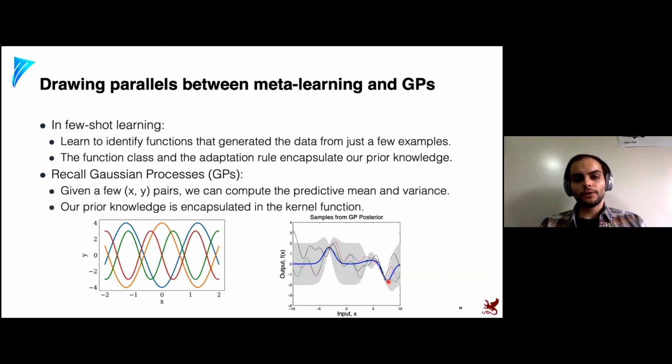Given the observed points, or a few x and y pairs, you can compute the predicted mean and predicted variance as given on the slide, right? So basically you narrow down this distribution over all possible functions, under the Gaussian process prior, to just a few functions that are suitable with the observed evidence, right? And you can infer this posterior predictive distribution given the observations, as well as given our prior knowledge that we encapsulated in this kernel function, right?